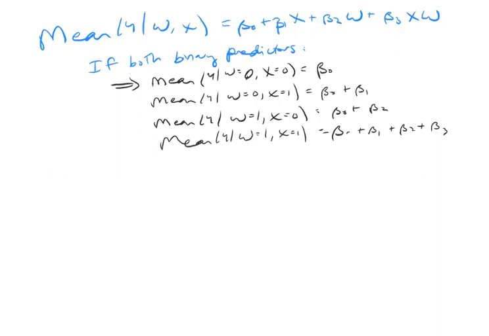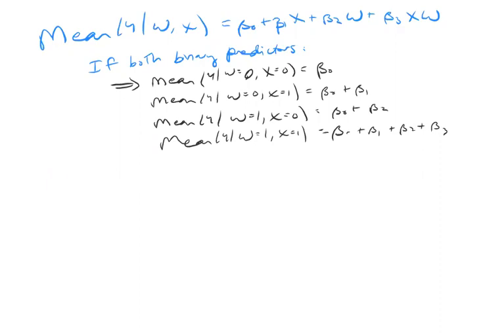Beta 2 is the amount that my prediction of y changes when x is equal to 0, but w goes from 0 to 1, right? And then this beta 3 is kind of hard to interpret, right? But it's the number that you put in there to make sure that the mean of y can be any number for this fourth combination.